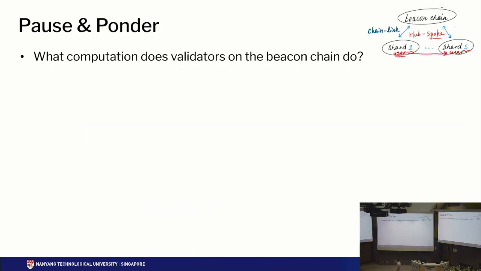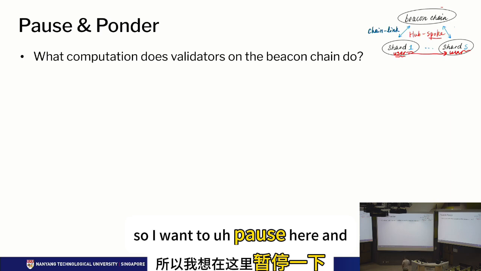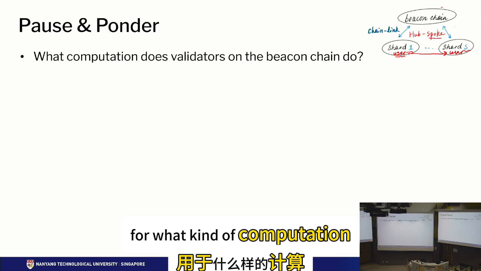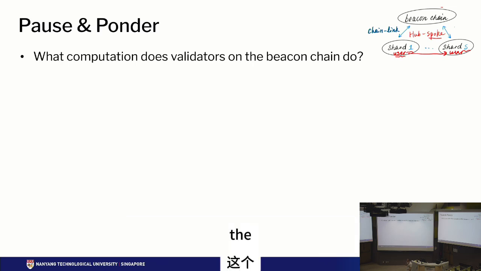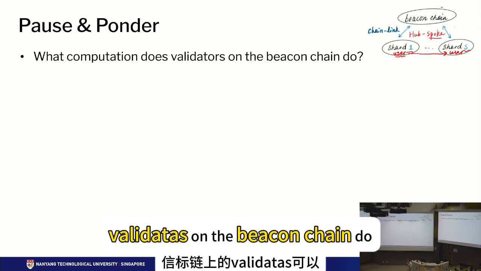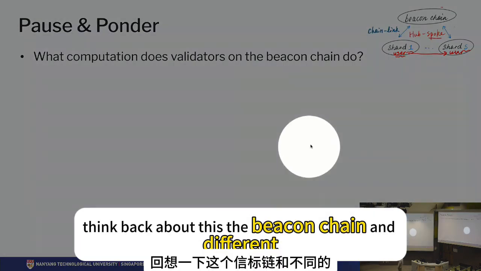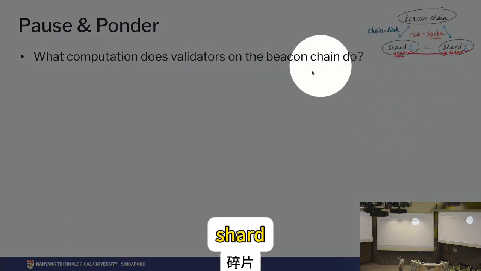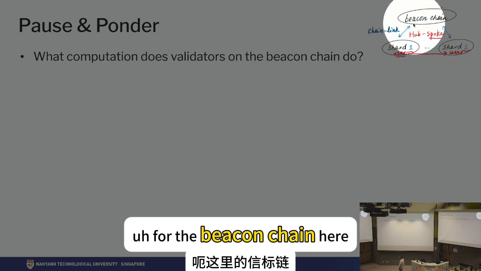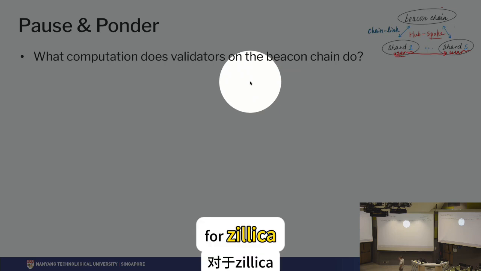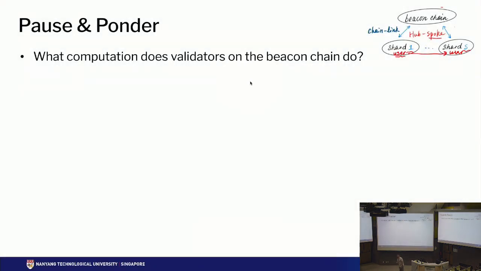So I want to pause here and let you think about what kind of computation the validators on the beacon chain do. Think back about the beacon chain and the different shards. For the beacon chain here, what does the validator on the beacon chain do for Zilliqa? Any answer to this?